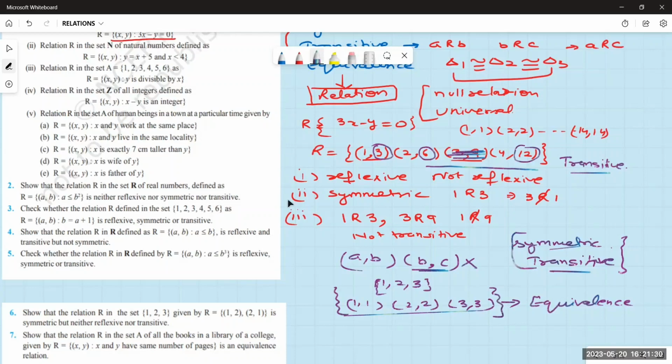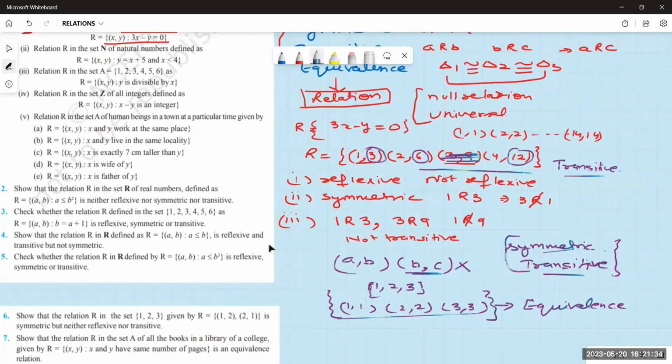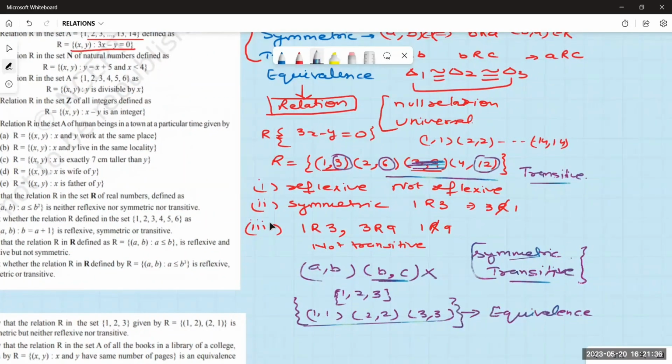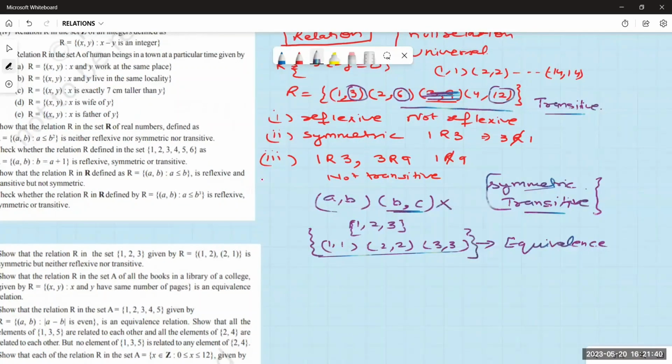Next, question number 2. Y is divisible by X. A is equal to {1, 2, 3, 4, 5, 6}. So what will be R? Y is divisible by X. Can you tell me what will be R?